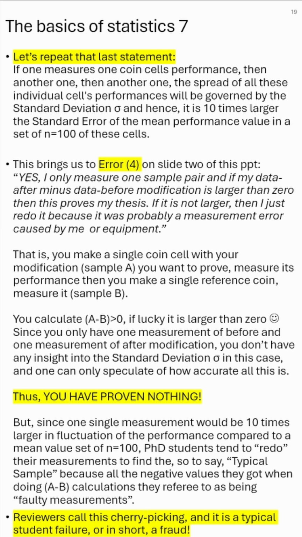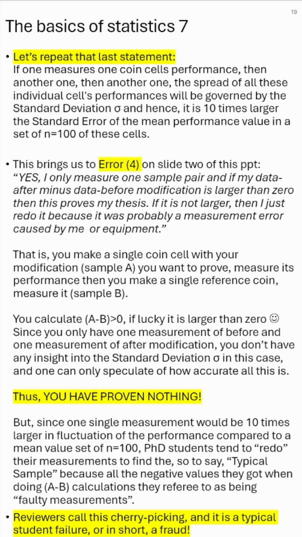So here you see the thing. The standard deviation makes the fluctuations much larger when you do cell-to-cell comparison. And sometimes it turns out negative for you. And then you believe that it is a measurement error somehow. But it's not. This is caused by statistics.